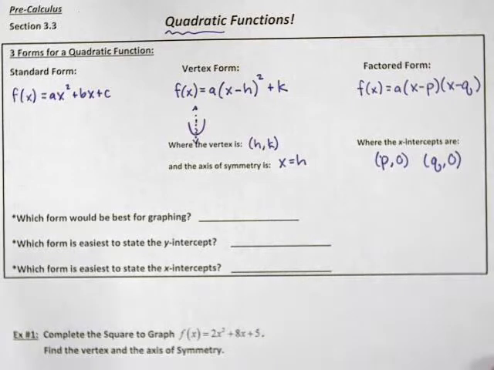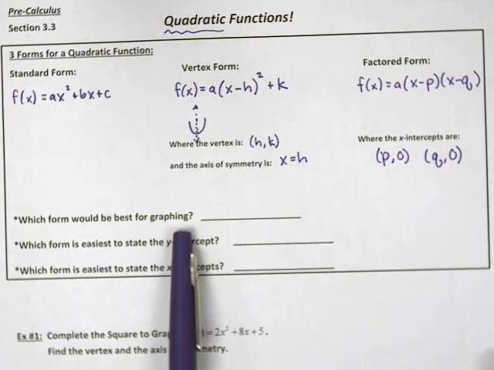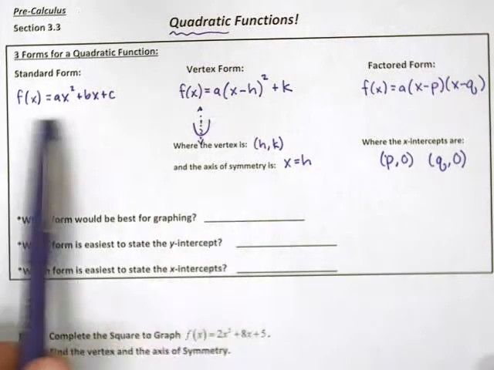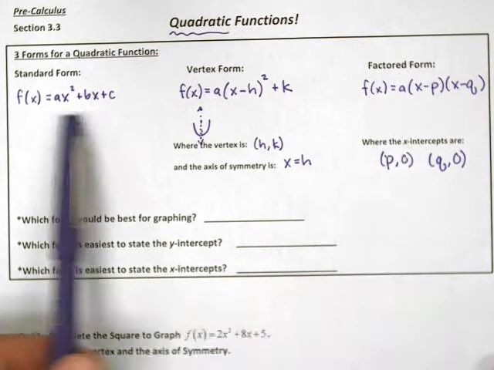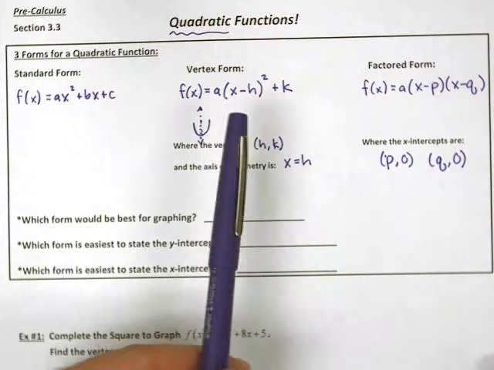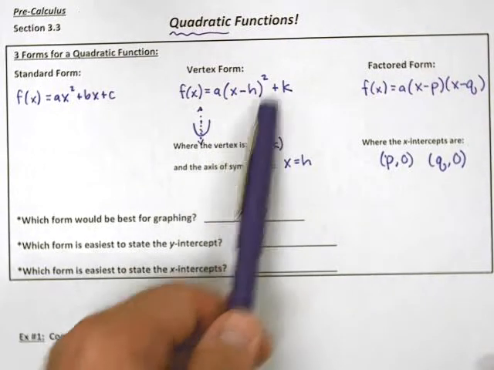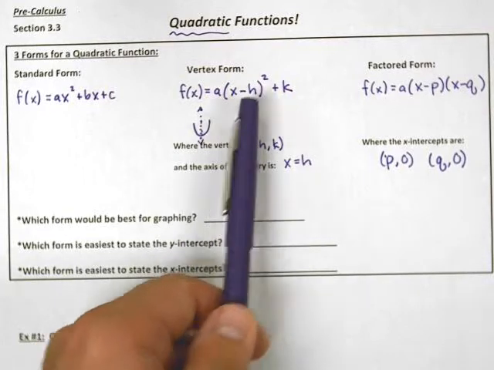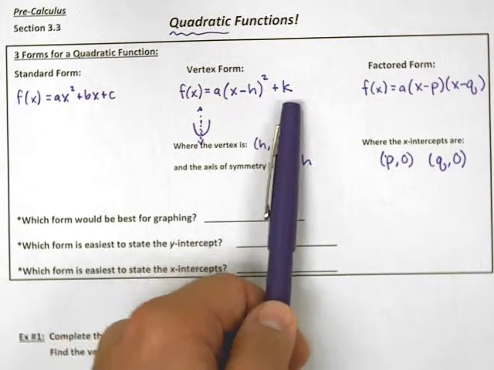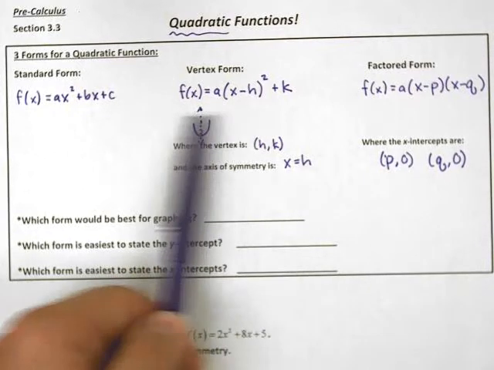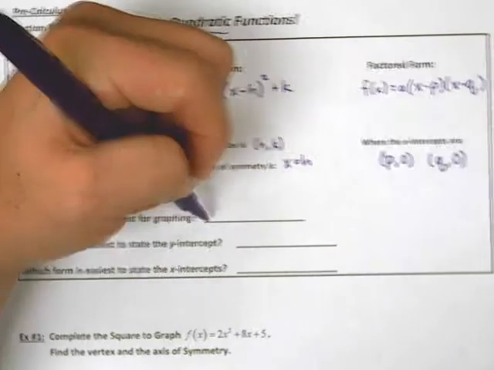Let's think about this. Which form would be best for graphing? Well, I want you to think back to last chapter. What were we graphing from? Which one? What looks familiar? Vertex form, right? We've seen these before, where you have a horizontal shift, a vertical shift, maybe a vertical stretch. This is what is easiest to graph from, okay? Vertex form.